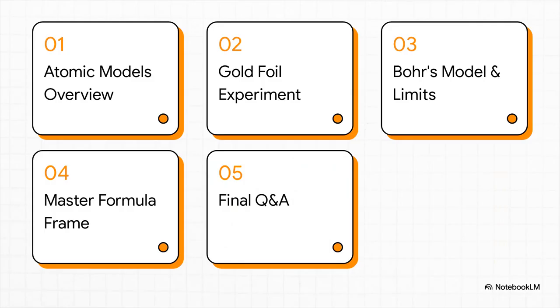Okay, here's the roadmap for our journey today. We'll kick things off with a quick overview of the historic atomic models, and then zoom way in on Rutherford's groundbreaking gold foil experiment. From there, we'll explore how Bohr's model fixed early flaws, but also where it totally fell short. After that, I'm giving you exactly what you need for your exams, a master frame with all the crucial formulas consolidated into one spot. And finally, we'll wrap up with a rapid-fire knowledge check.